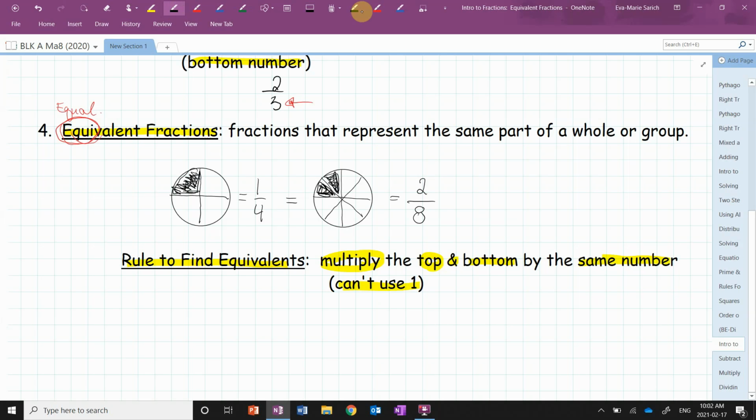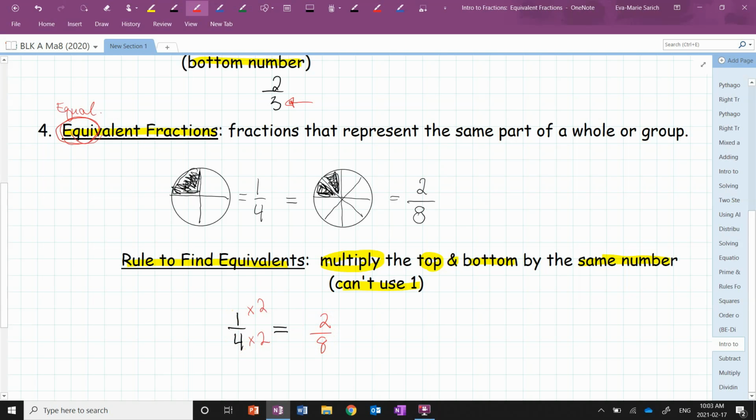Okay, so let's look at an example here. If you had 1 over 4, the same pizza size as our original one up here, and we wanted to create an equivalent or an equal one to that, we could take and multiply the top and the bottom by the same number. So let's pick a number not too big, but bigger than 1. Let's pick 2. So we're going to multiply the 1 at the top by 2, so 1 times 2 is 2. Multiply the bottom by that same 2, and so 4 times 2 is 8.